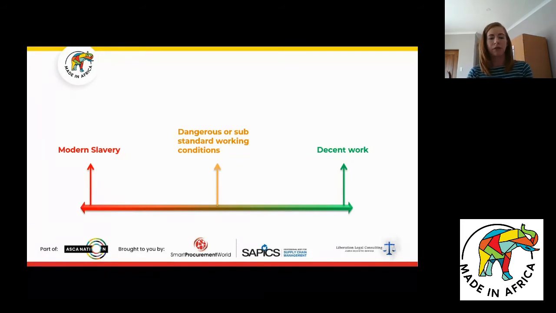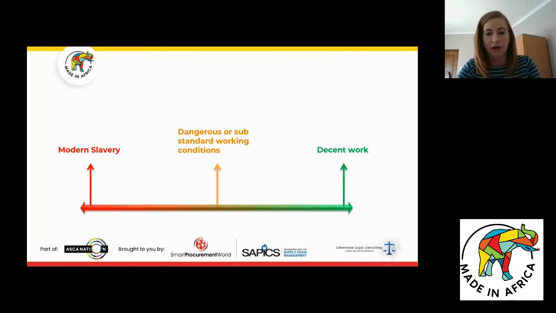At this point in time, you might be thinking that no one in your company might be a victim of modern slavery. But is it really this clear-cut? Or are there gray areas that may potentially lead to increased risks of modern slavery? So as we can see on this scale, modern slavery happens at the most extreme end of the spectrum that ranges from decent work to serious criminal exploitation.